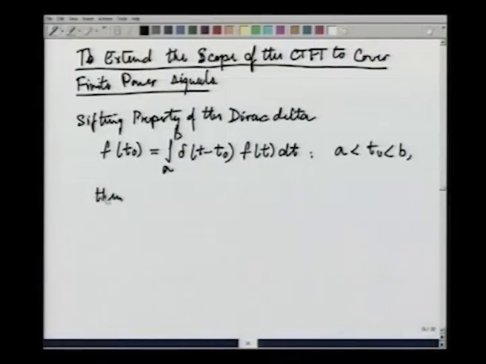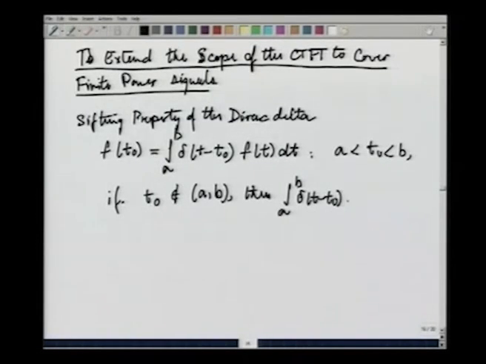That is to say, if t naught is not in a b, then the integral from a to b of delta t minus t naught f of t dt equals 0. This was the sifting property of the Dirac delta. Let us see how this becomes useful to us now.